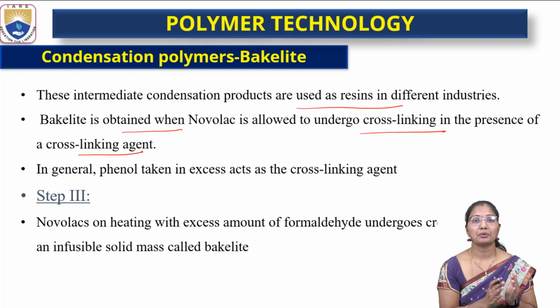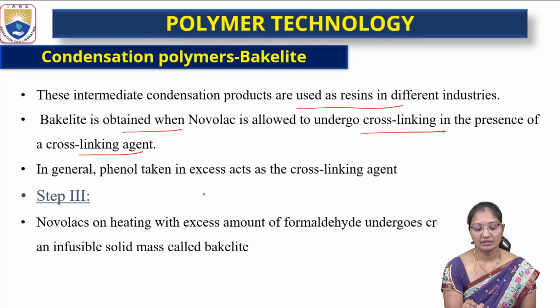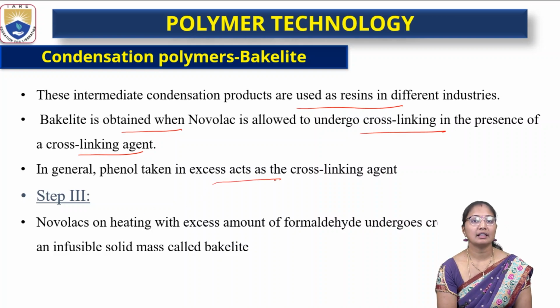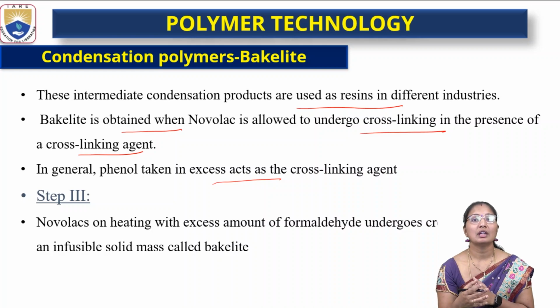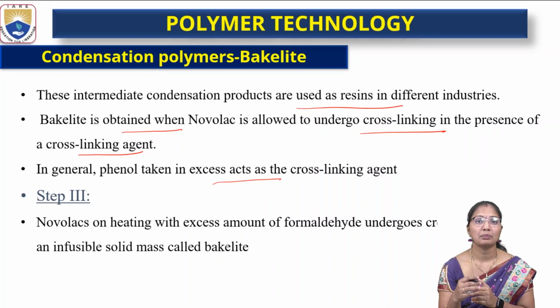So we know up to the Novolac and resol formation. If cross-links are formed between the Novolac compounds, then the compound is bakelite. In general, phenol is taken in excess, which acts as a cross-linking agent to form the cross-links between these Novolac compounds, and this has to be added more, or taken in excess.